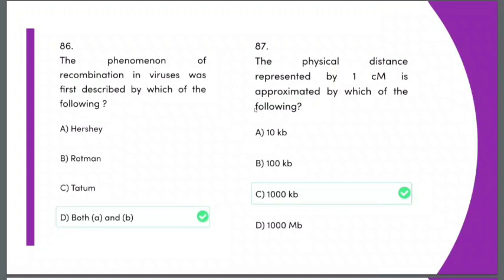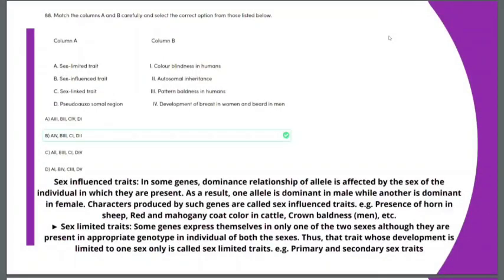86th question is the phenomenon of recombination in the virus was first described by which of the following? So Hershey and Rotman described it. 87th is the physical distance represented by 1 centimorgan is approximated by which of the following? 1000 kb. Now moving on to the next question, 88th. Match the column A and B carefully and select the correct option from those listed below.